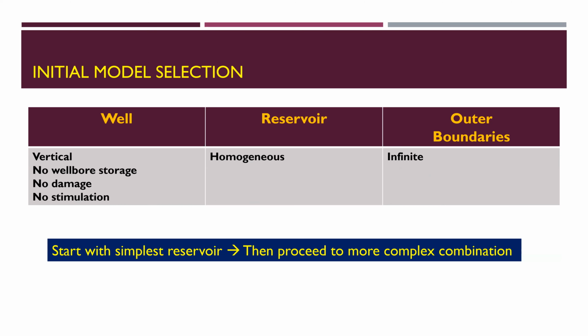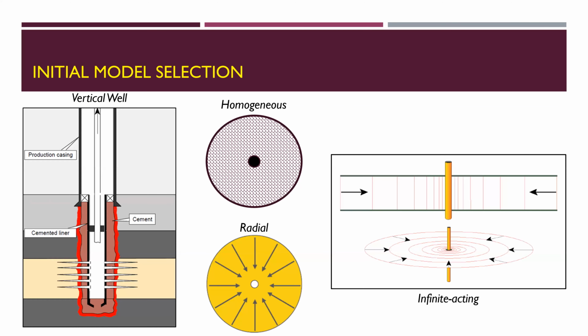For the purpose of initializing the process of well test analysis, we are going to consider the simplest scenario, which is a vertical well with no wellbore storage, no damage, and no stimulation. The reservoir is a homogeneous reservoir, and the outer boundary we don't feel, because we are considering the reservoir to be an infinite acting reservoir. This is the translation of this into these graphs or sketch.